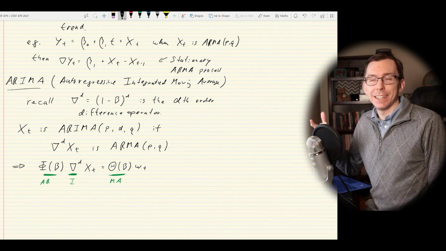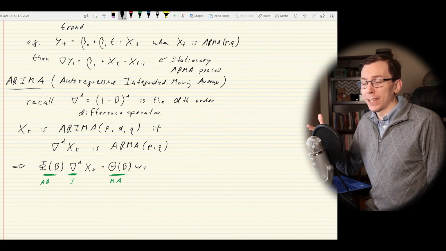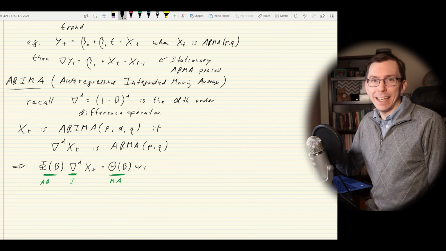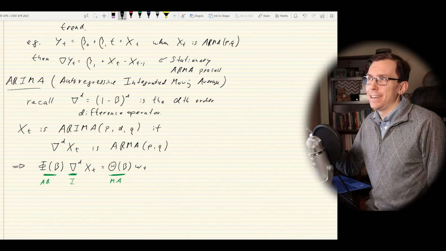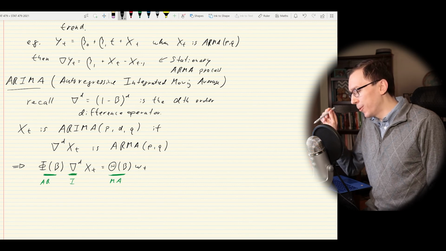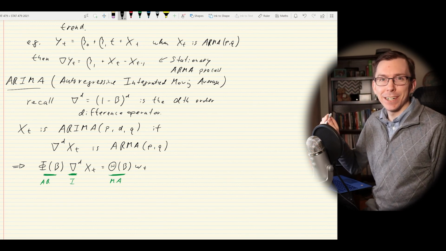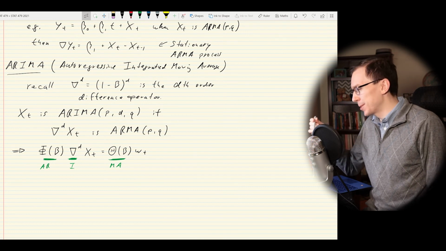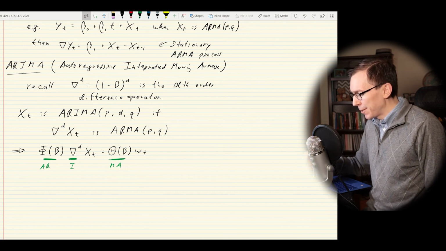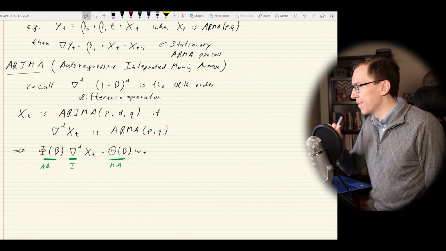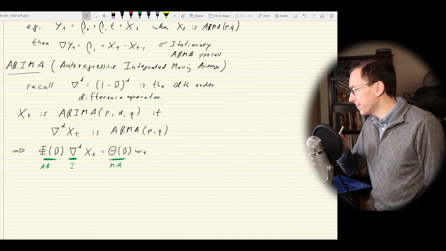So very often in statistics, when we're looking at time series data, we'll want to take a first or a second difference to get to a stationary process and then fit an ARMA model to it. Or you can use the nifty function auto.arima, which will just do it all for you. And we'll, of course, talk about all of these things in later lectures.